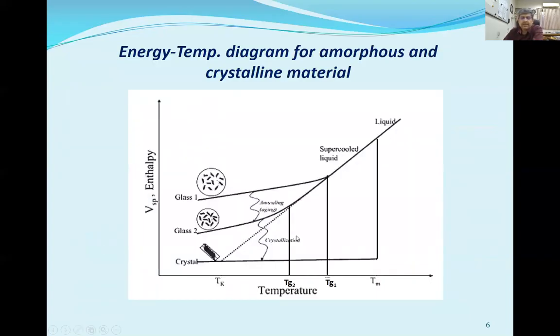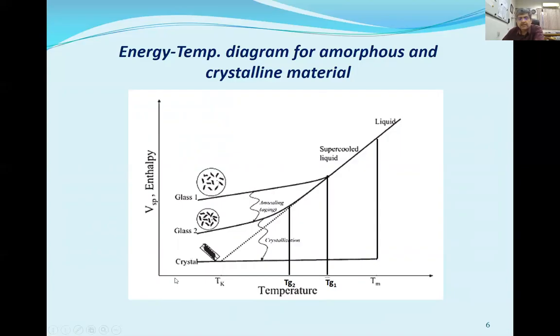This is the diagram which shows the formation of the amorphous form. We'll spend some time trying to understand this particular diagram, because this forms the basis of the amorphous form. So on the x-axis, you have the temperature. On the y-axis, you either have the volume or the enthalpy as one of the thermodynamic quantities. Now the starting point is the crystalline state.